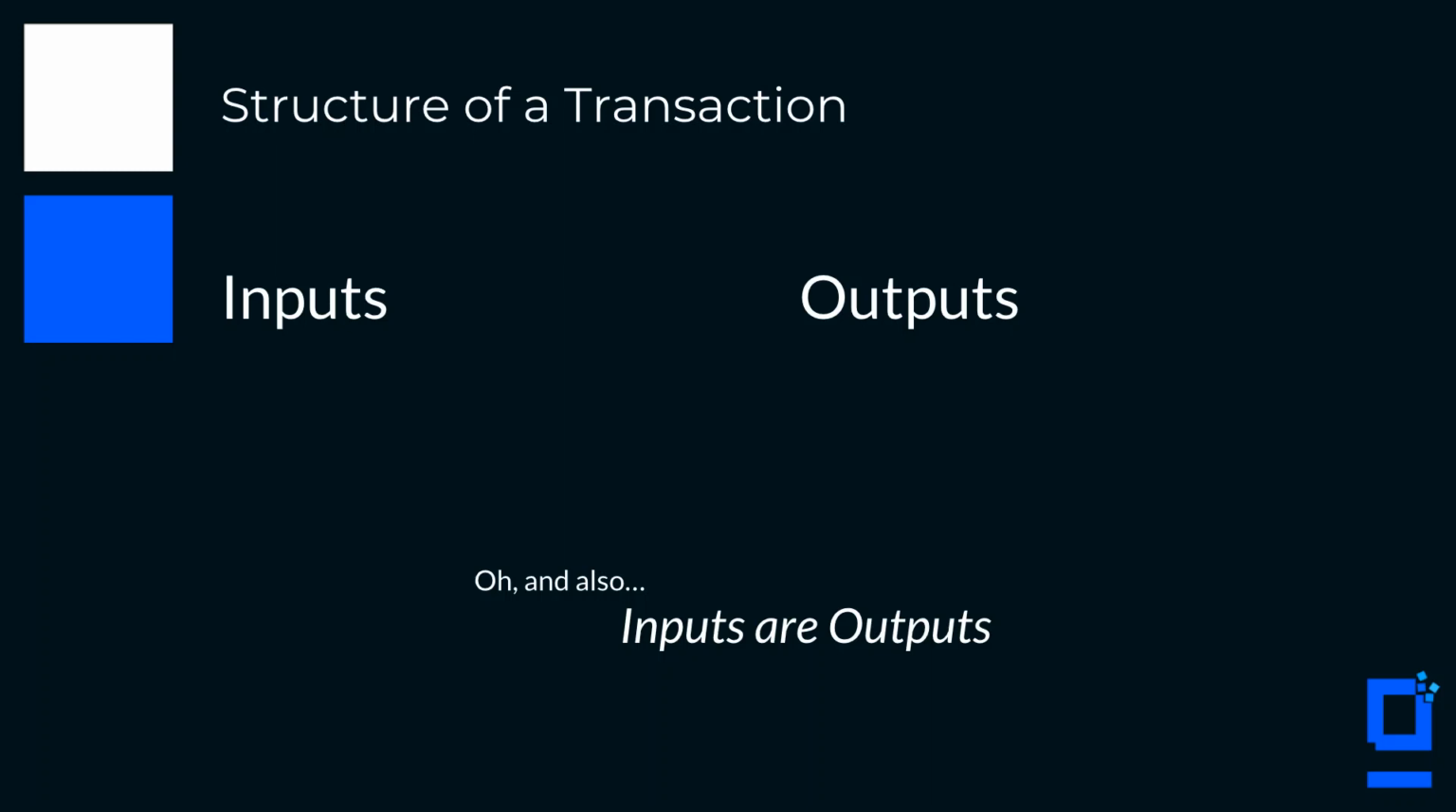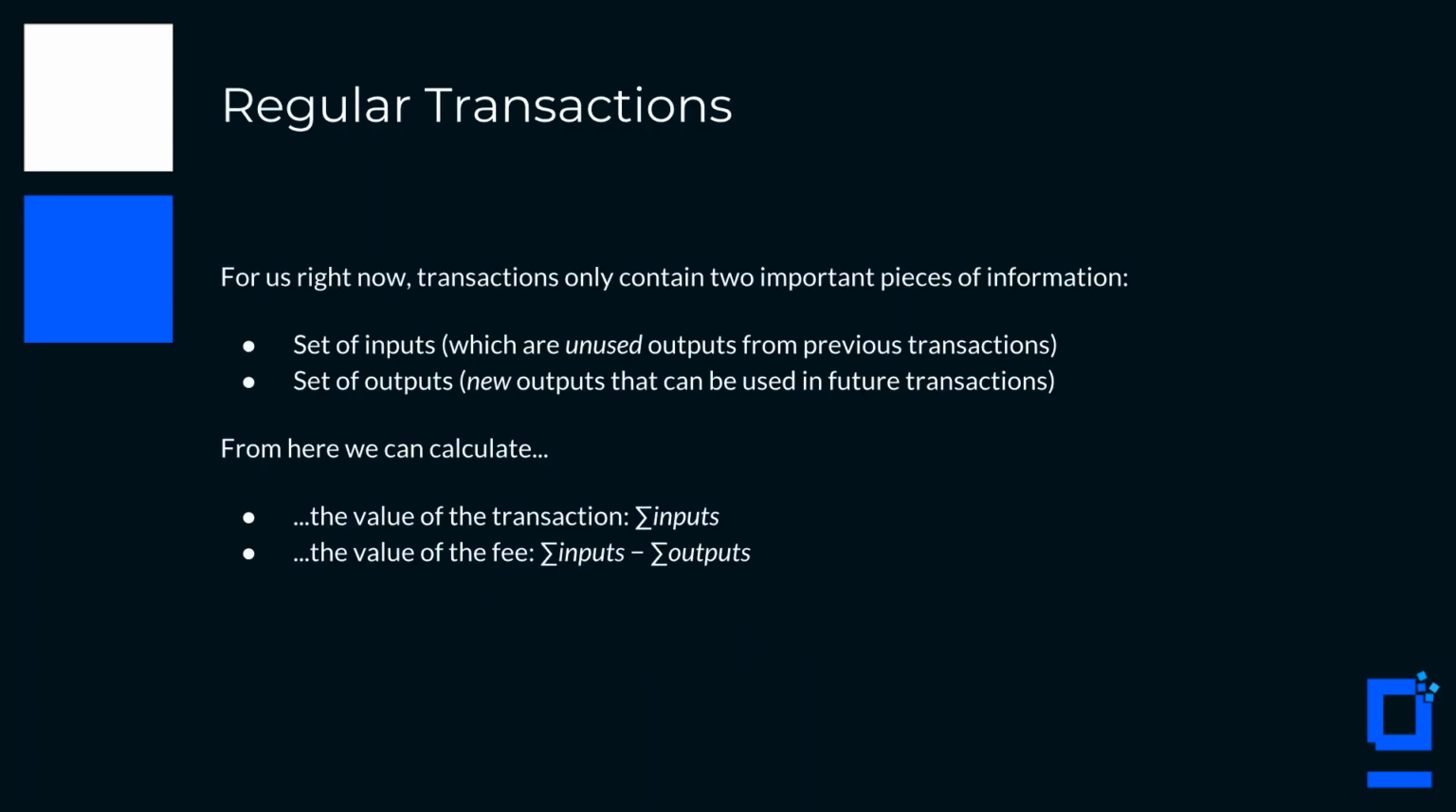We have two components to our transactions: a list of inputs, which are just older outputs, and a list of new outputs that we can use in later transactions. So this is what I was talking about, just laid out a little more concretely. We have a set of inputs, which are unused outputs from previous transactions, and a set of outputs, which are new outputs that can be used in future transactions.